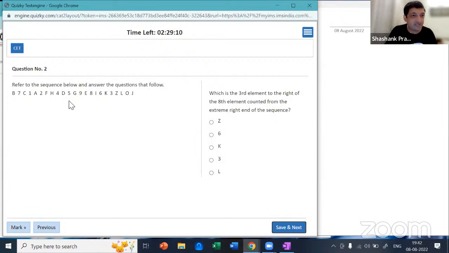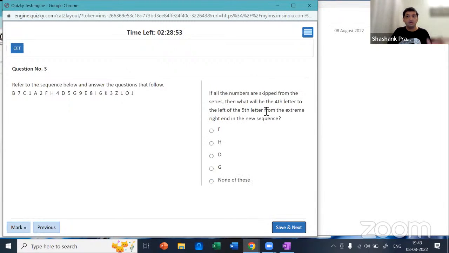Okay, I'll take some time for the initial few questions. Sequence below, answer the questions that follow. Okay, which is the third to the right of the 8th from the extreme right hand. Extreme right hand 8th. Okay, 8th from here, third to the right. So 8 7 6 5, fifth element from the right. JOLZ3 should be the answer, I think.